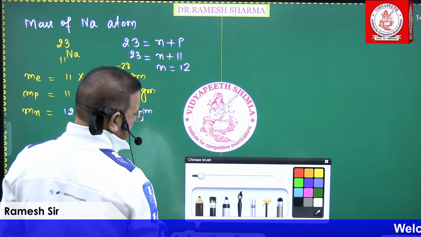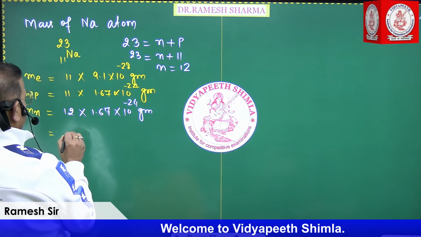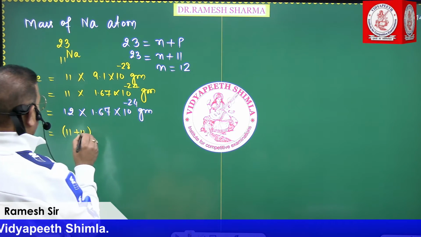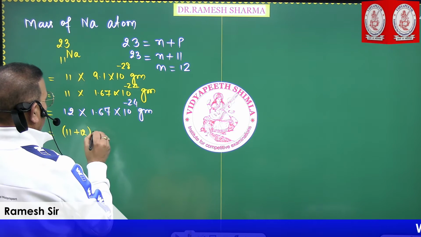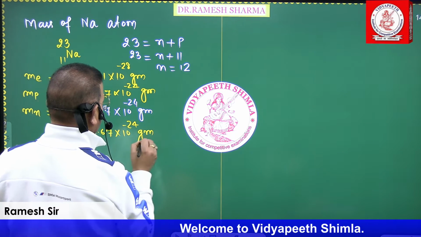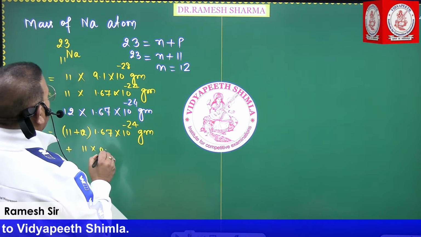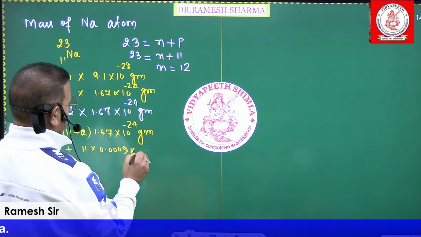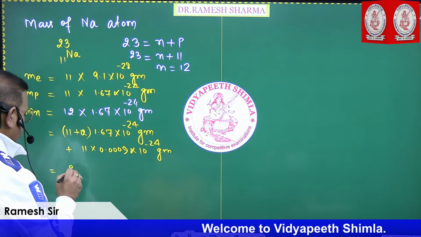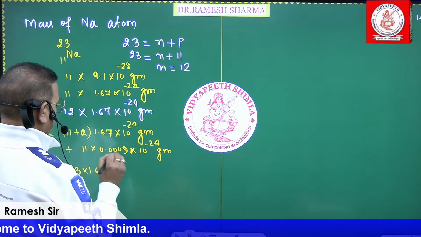When we find out the total mass, 11 is common, so I should say 11 plus 12 into 1.67 into 10 raised to the power minus 24 gram, plus 11 into 0.0009 into 10 raised to the power minus 24 grams. So it will be 23 into 1.67 into 10 raised to the power minus 24 grams.